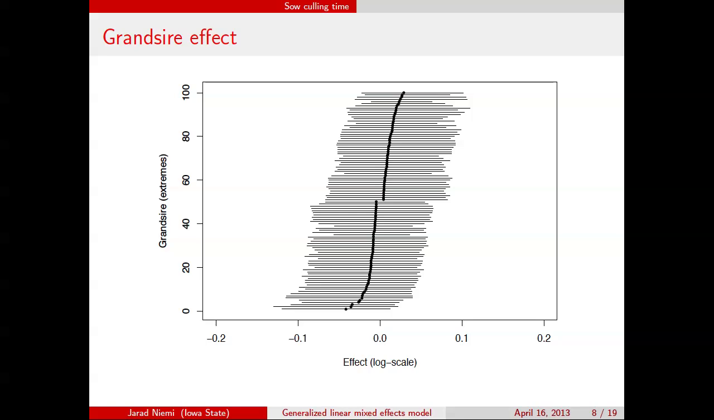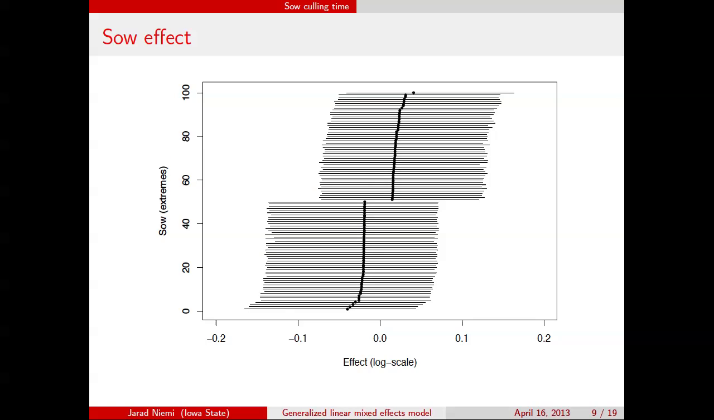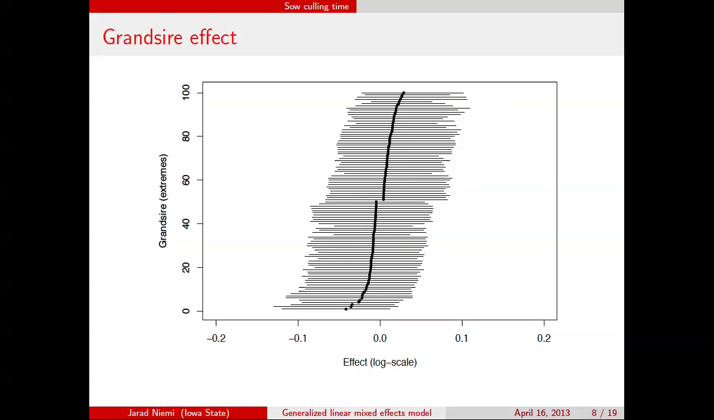Okay, so now the same plot, but now for the sows. Now there are 1,600 of these sows, and we're only doing the bottom 50 and the top 50. So now there's a much bigger split right at 50. Just for the heck of it, I plotted both the sows and the grandsires on the same axes, because these are the same effects. And so if I just flash back and forth here.